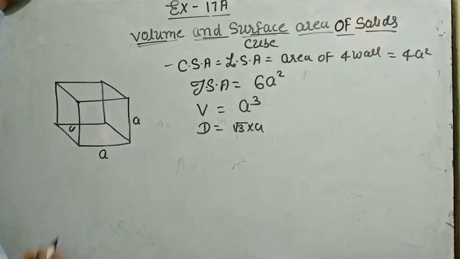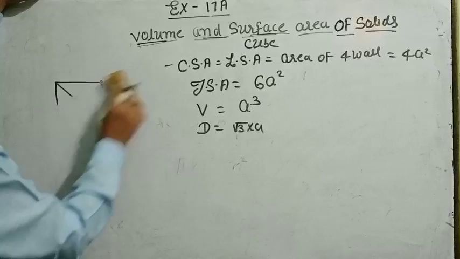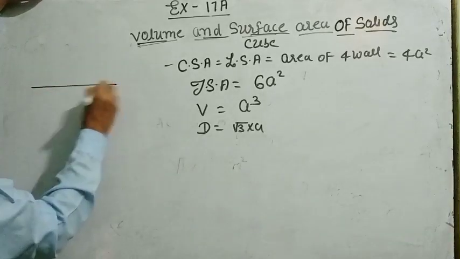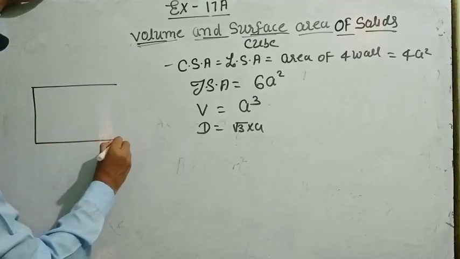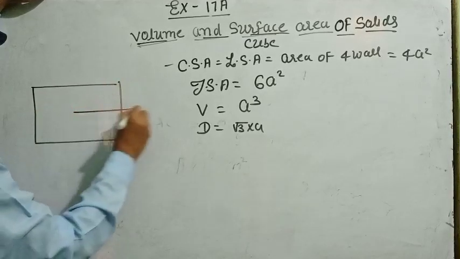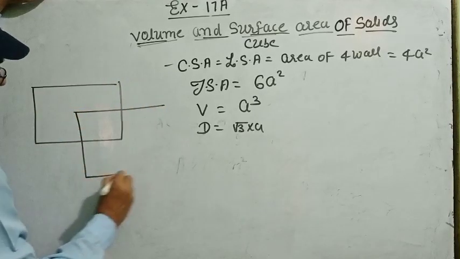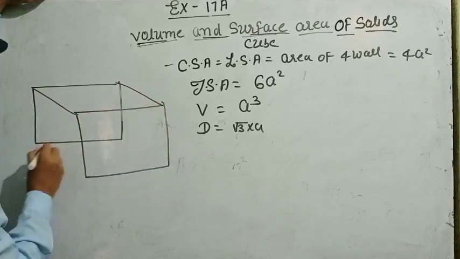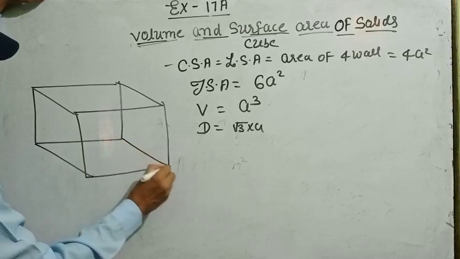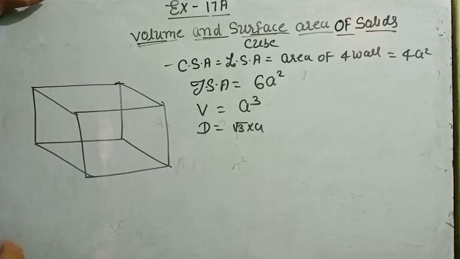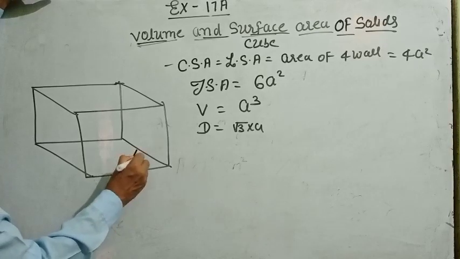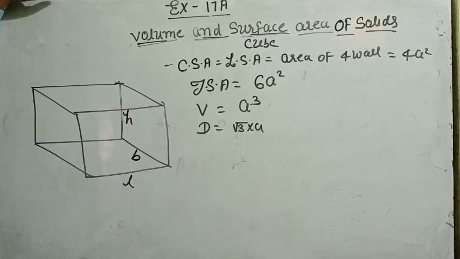Similarly, when your question is related to a cuboid, the cuboid has rectangular faces, and the upper and lower parts are the same. It is in the form of a brick or duster. It is a three-dimensional figure with length, breadth, and height.